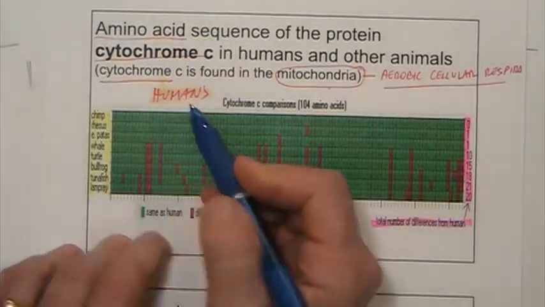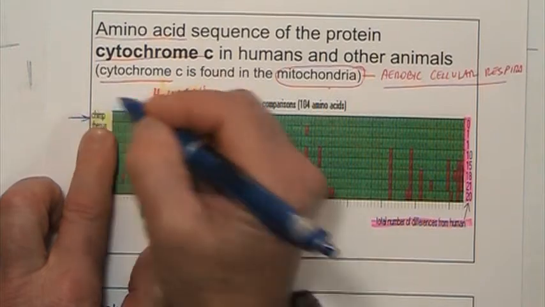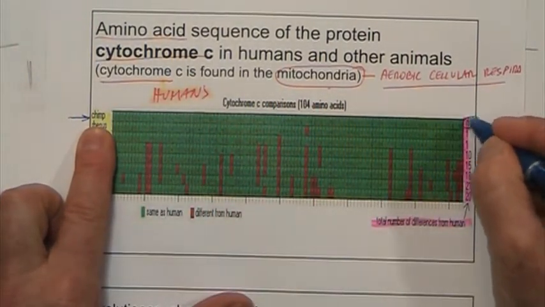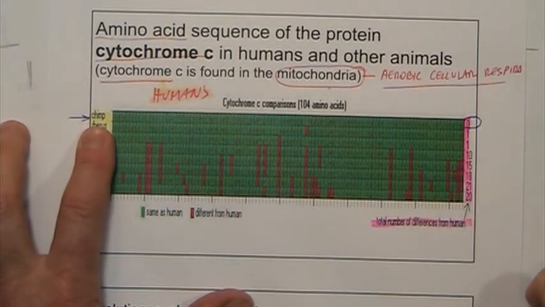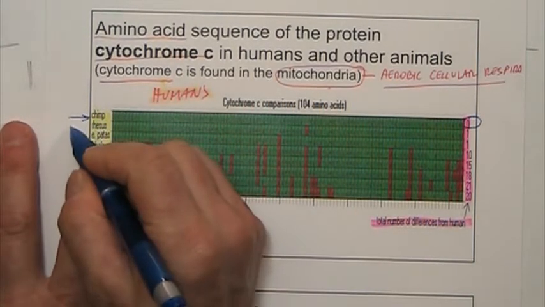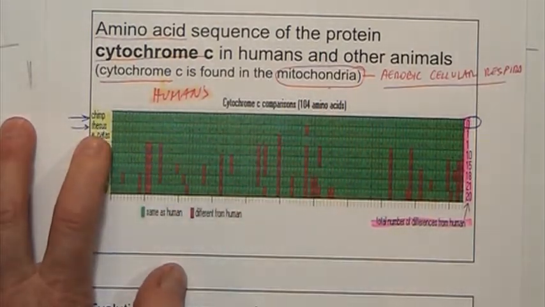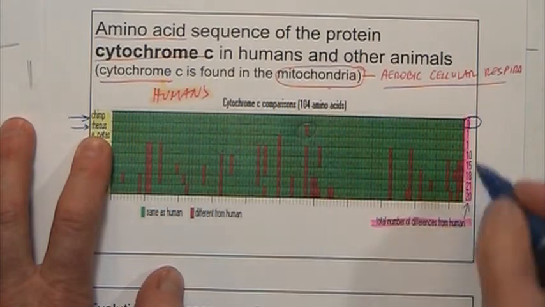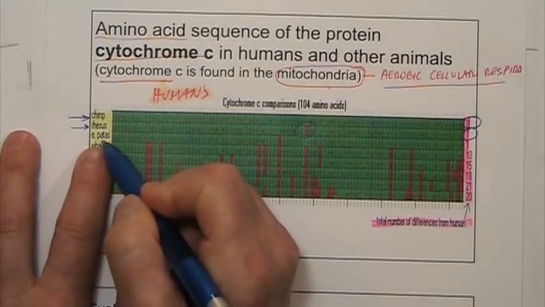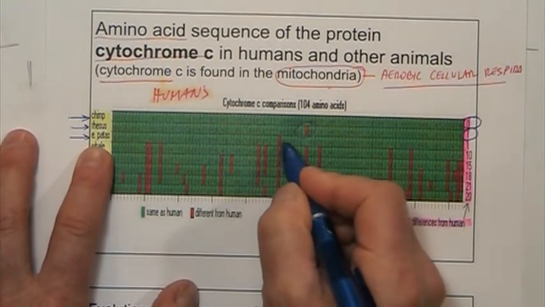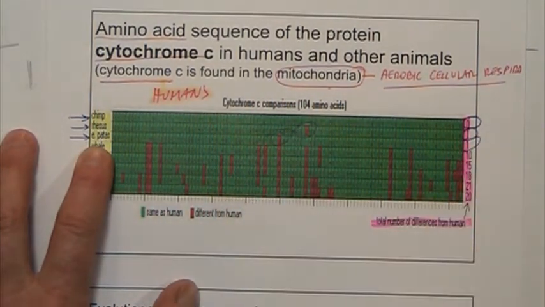So, humans and chimpanzees, all green, there are zero differences in the cytochromes between humans and chimpanzees. Zero in the amino acid sequence. Rhesus monkeys is a different type of primate, a different type of monkey. Notice you have one difference right there.